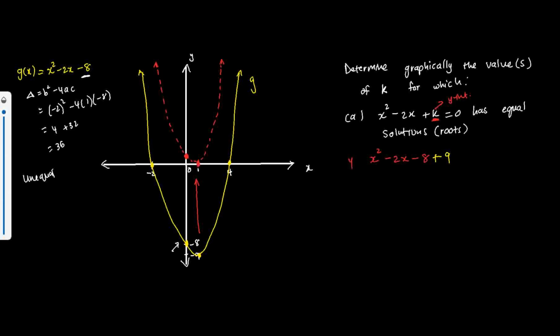Now what's the equation of the new graph? The new graph would be y is equal to x squared minus 2x minus 8 plus 9, which is plus 1. So what is my k value? My k value is 1. So k actually represents the y-intercept. So this coordinate here is 1, which makes sense because negative 8, you have to add 9 units to it, it's going to give you positive 1. So k is equal to 1. And again, we solved this graphically.